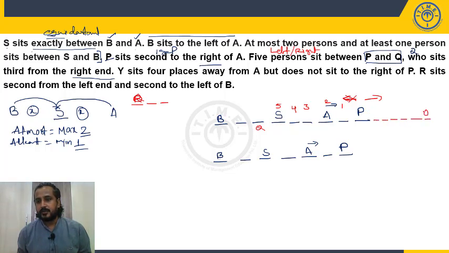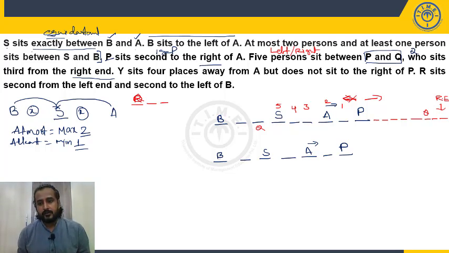Who will be there? Q. But Q is third from the right hand. So after Q, 2 more persons. So this will be my arrangement. And I can say confirmly this is which hand? Right hand. I can say confirmly this right hand. I cannot go beyond that.